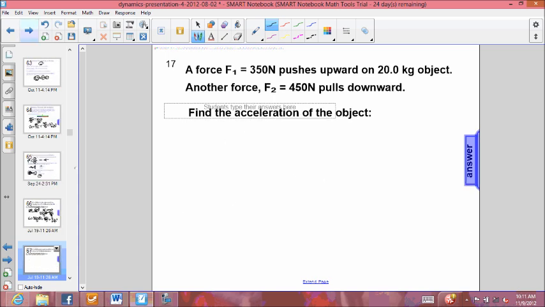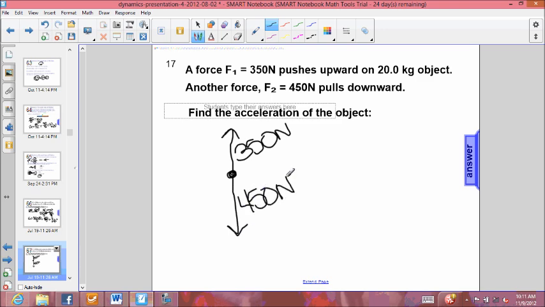Next one, a force F1 equals 350 newtons, which is upwards on a 20 kilogram object. Another force, F2 equals 450 newtons, pulls downwards. So we have our object over here. We've got 350 newtons going up, and we have 450 newtons going down. We know our mass equals 20. And as we said, F1 equals 350, and F2 equals 450. Oops.